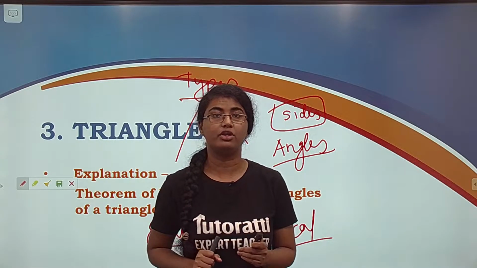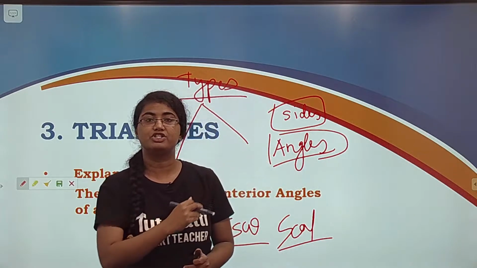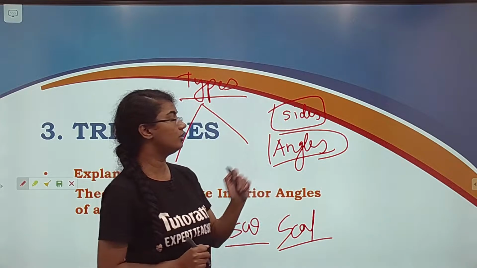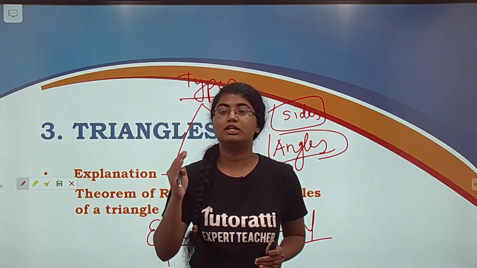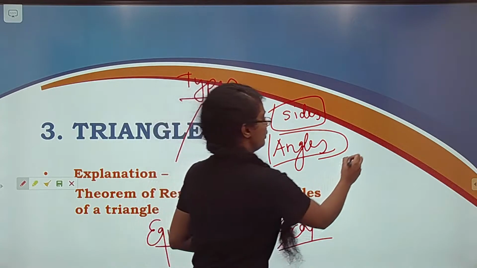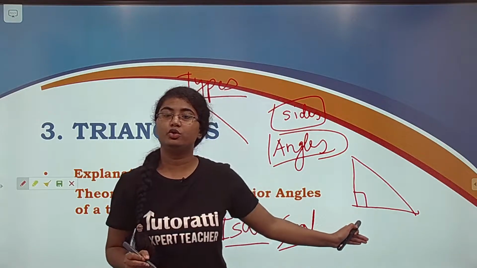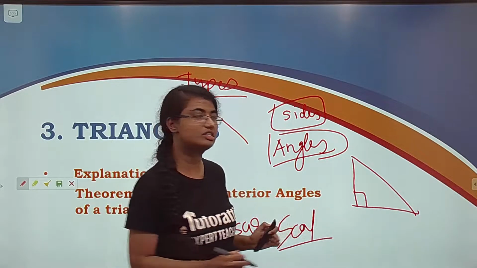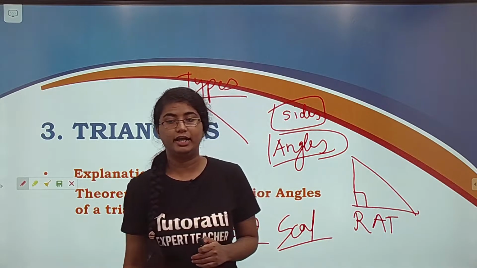Yes, excellent everyone. Now we'll go to the second part of the types of triangles, that is based on angles. Now what if you have a triangle with a 90-degree angle present in it? Say for example like this. We already know this one. This is a right angled triangle.